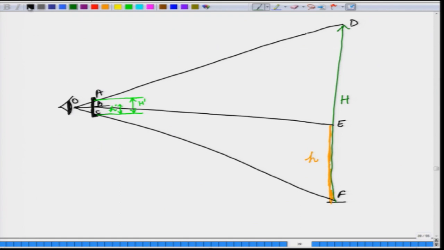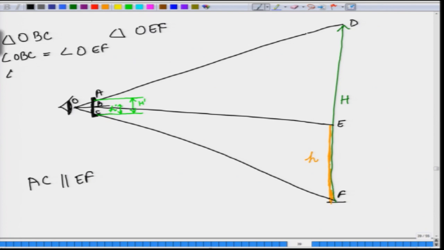Now, if we look at these two triangles, triangle OBC and triangle OEF, we find that because AC is vertical and it is parallel to EF. Now, if that is the situation, you have these two parallel lines. So, in this case, angle OBC is equal to angle OEF, angle BOC is equal to angle EOF, and angle OCB is equal to angle OFE, which means that all the corresponding angles, angle O is the same in both of these, angle B is equal to angle E, and angle C is equal to angle F. So, both of these triangles are similar triangles.